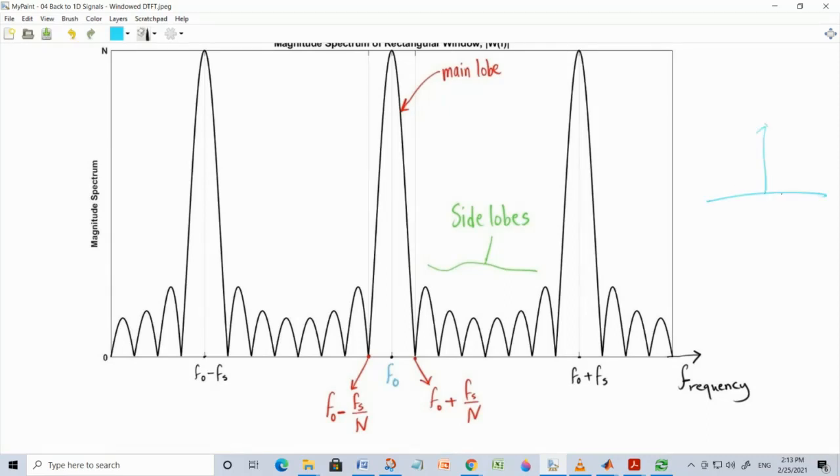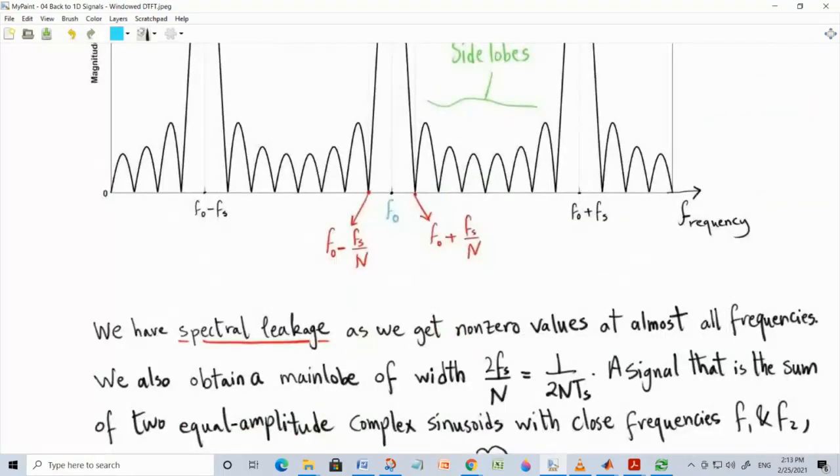So basically, the Dirac delta is nice: zeros outside f0. But now you get values. So this is called the spectral leakage problem. Spectral leakage means that you get non-zero values for the DTFT almost at all frequencies. The DTFT is zero now at those points only. Otherwise, the DTFT is a non-zero value.